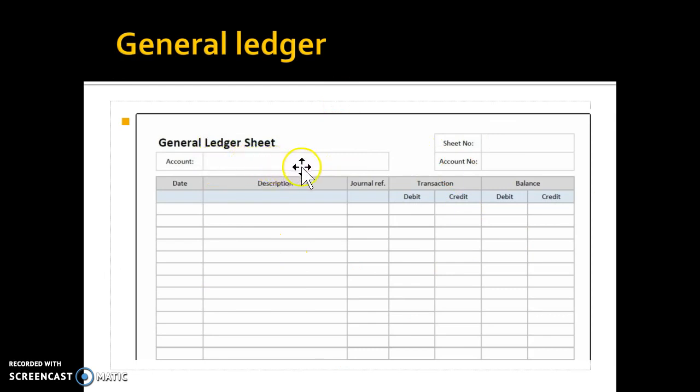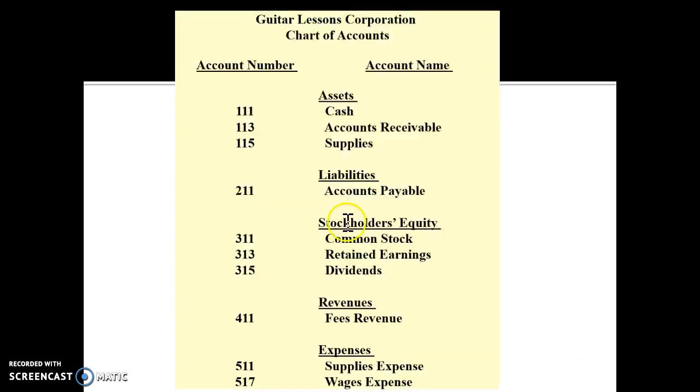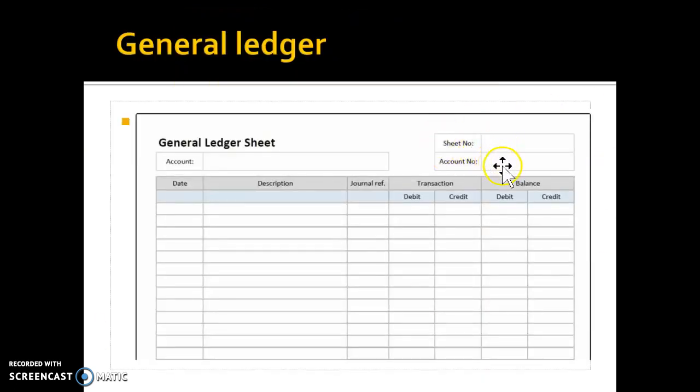So it shows basically an account name, for example, cash, and it has some sheet numbers, an account number. Now, the account number of cash is 111 from the previous slides. So in a journal, you would show the account's number, the account, and then the date and the description of all different transactions. The journal reference is just referring to your journal entries, which I'll talk about in a few minutes. And then you can see some debit amounts and credit amounts and the balances.